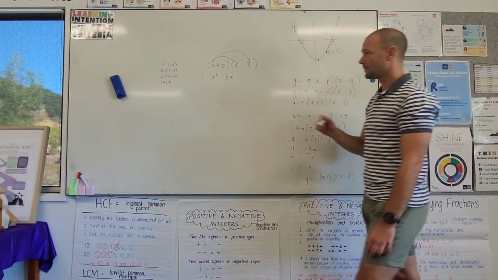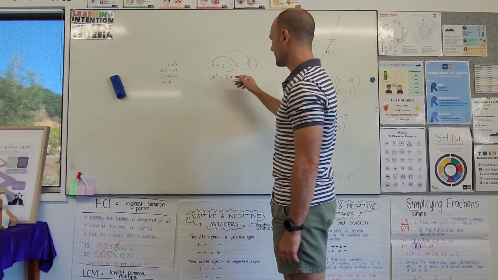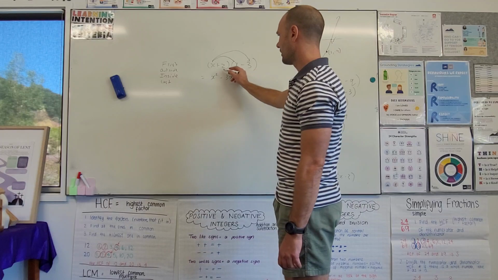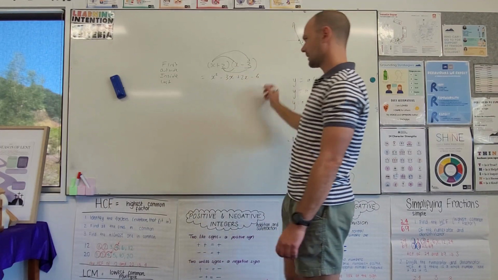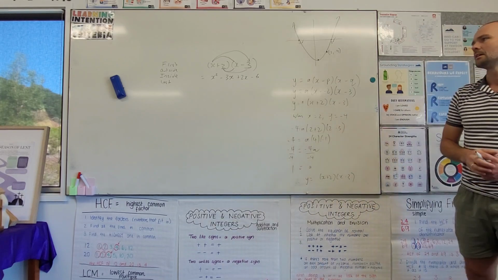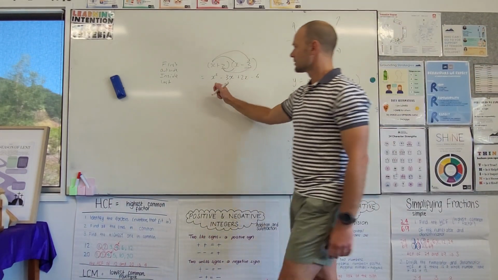Then we have the inside terms, so these are the ones that are right next to each other, 2 times x, and then the last terms, 2 and minus 3. If I look at the last terms, that gives me minus 6. So FOIL is a skill we start to develop in year 9. So this will work out.